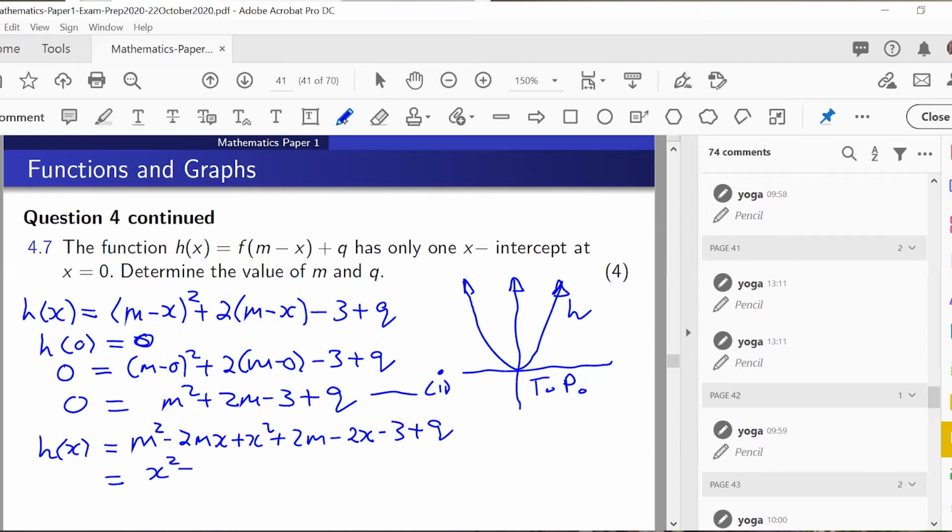minus (2m plus 2)x plus m squared plus 2m minus 3 plus q.